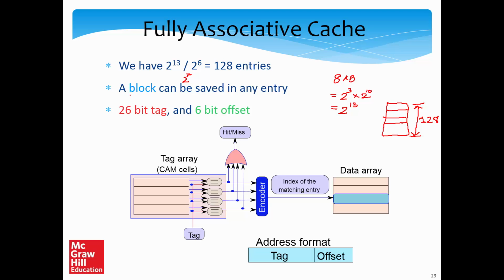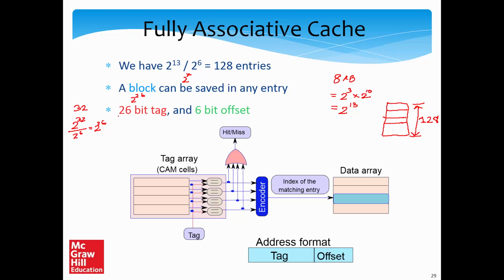We have said that we can have 2 to the power 26 possible blocks. The reason is that we have a 32-bit memory system and a block size of 64 bytes. So 2 to the power 32 divided by 2 to the power 6 is 2 to the power 26. So a block address is 26 bits. And since a block is 64 bytes, which is 2 to the power 6, there's a 6-bit offset of a byte inside a block.